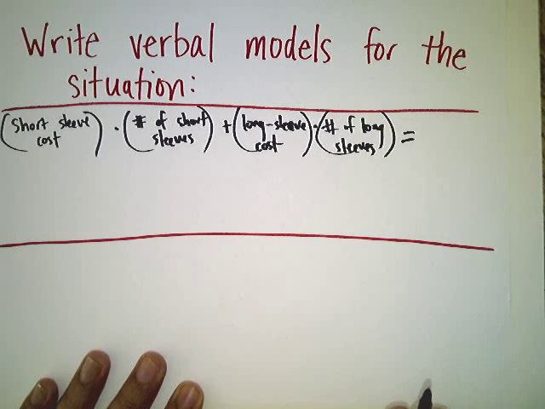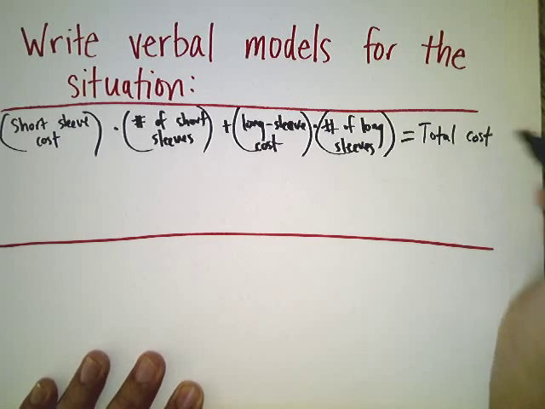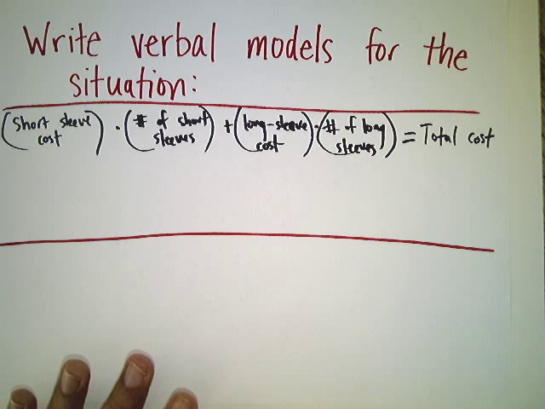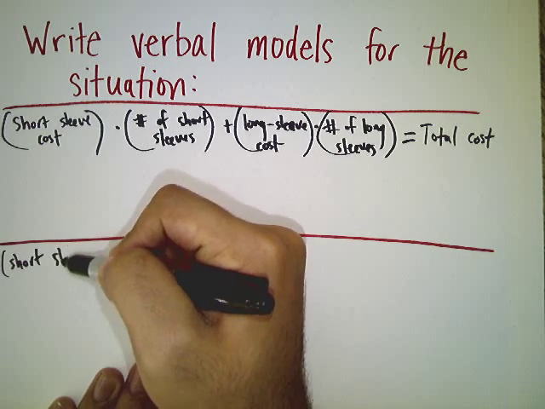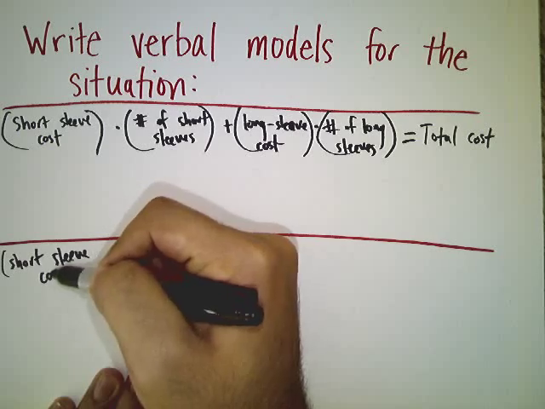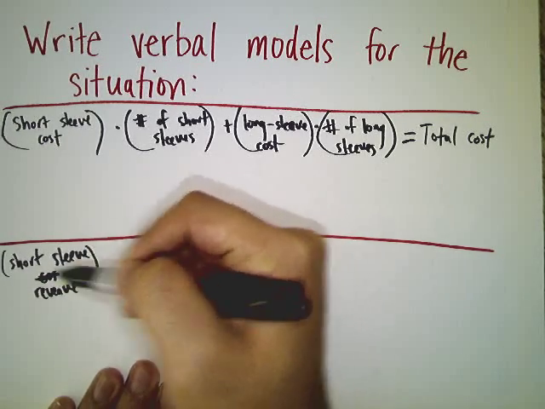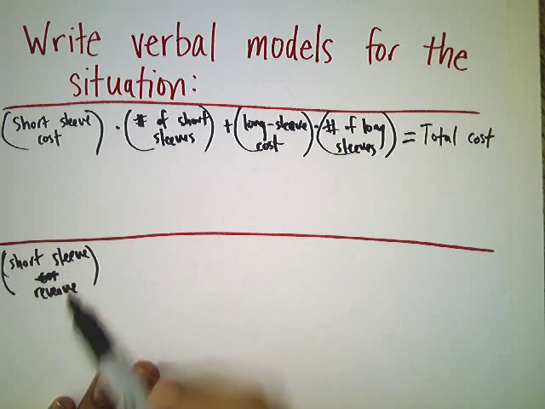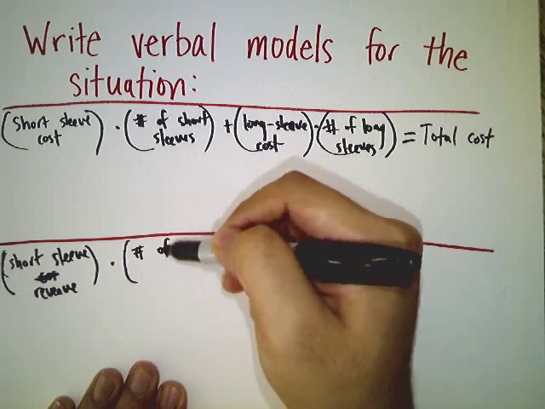Equals the total cost. Okay, we did that for the cost. We can also do it for the revenue or the income. The short sleeve revenue is all the money they made, the amount of money they make for each short sleeve shirt they sell, times the number of short sleeves they sold.